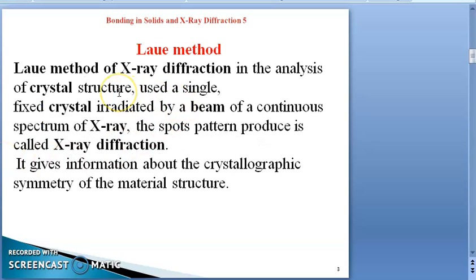Laue method of X-ray diffraction in analysis of crystal structure. Here a single crystal is used. A fixed crystal is irradiated by a beam of continuous spectrum of X-rays. The spot pattern produced is called the X-ray diffraction pattern.